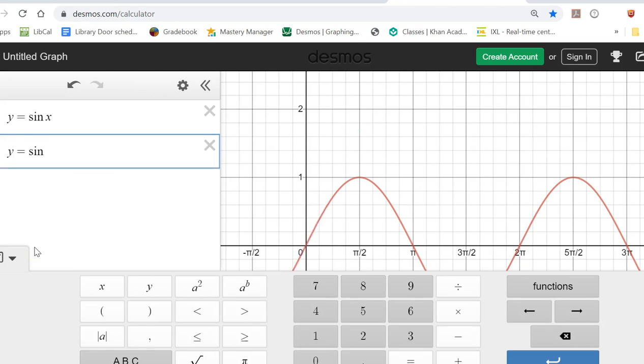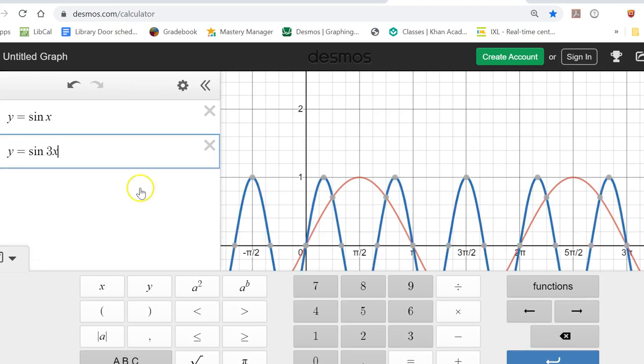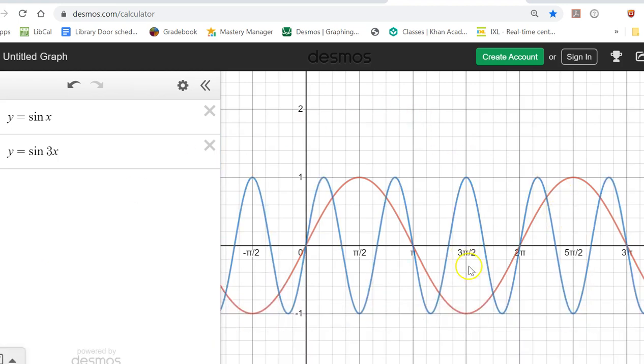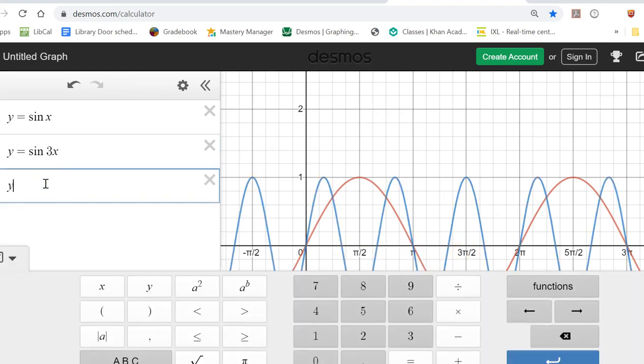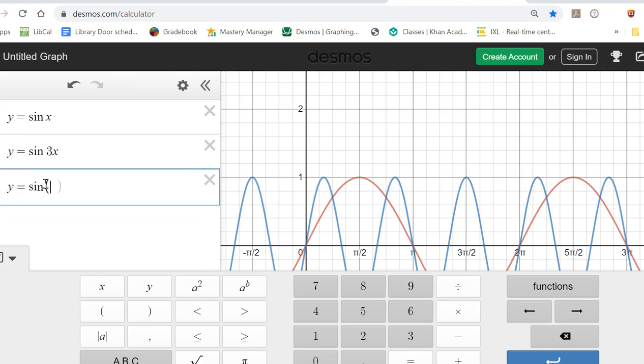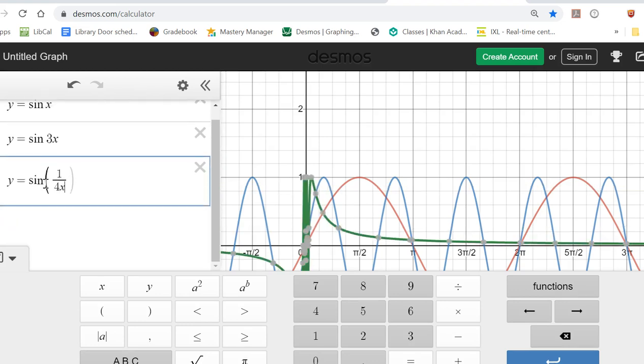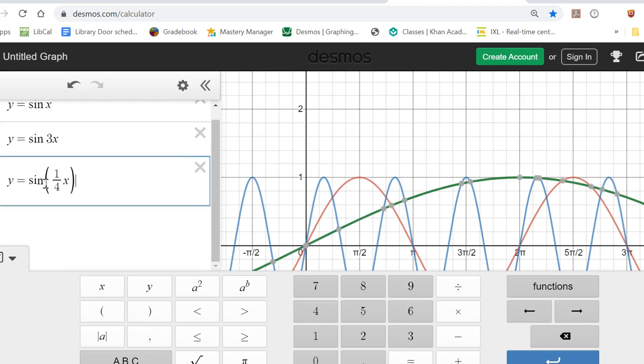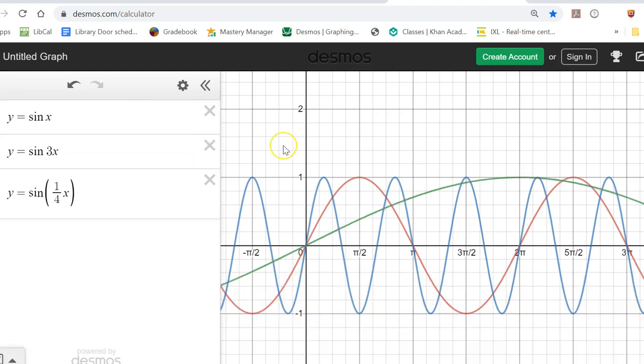So sine, what was the first one we did? 3x. So it looks a little crazy, but if you look at the blue one is more smushed together than the red one. And then if I looked at, what was that last one? Y equals sine of 1/4 x. There we go. Look at this one.